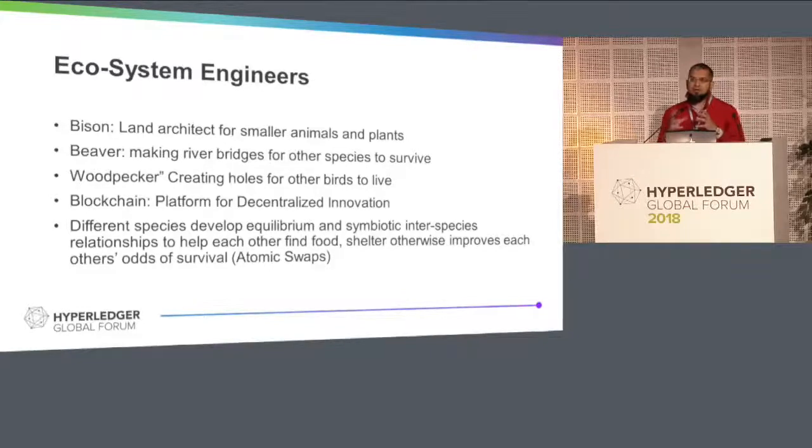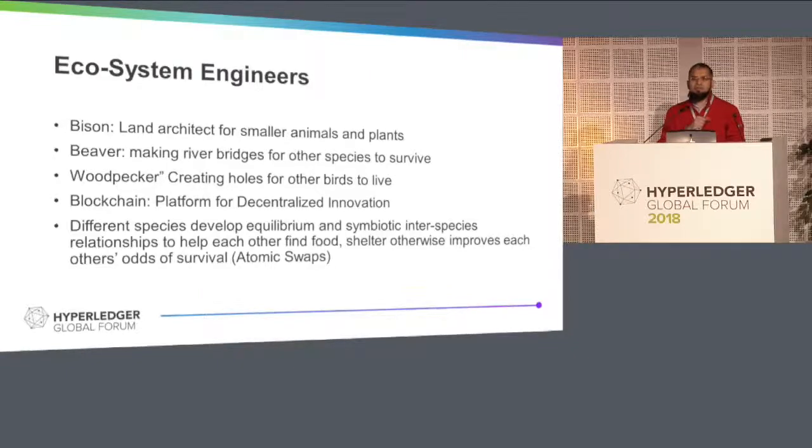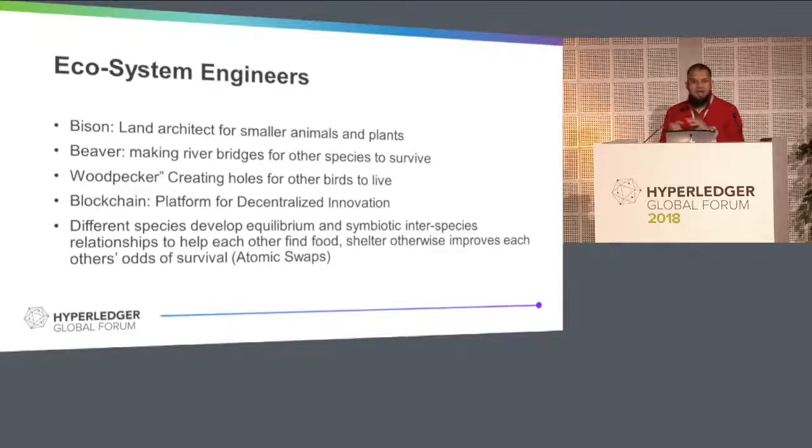Now, in nature, something very strange happens. We call them ecosystem engineers. So we have large bisons. They roam around the earth and do a lot of damage, but that damage is very, very good for small animals, for weeds, for plants. Beavers make the dam, and that dam makes it possible for other small species to survive. We have the woodpeckers. They make holes in the trees, and those holes are used by other animals.